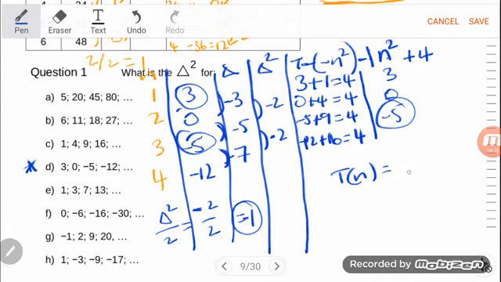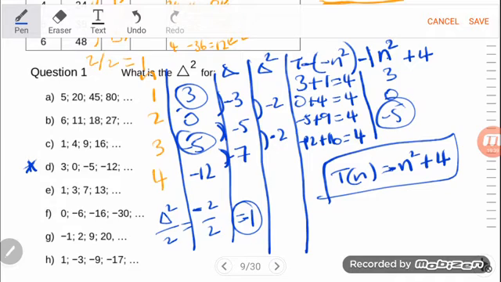Tn is equal to minus n squared. See, I did say I keep dropping my negatives. Hopefully no one else does. Plus 4. This is our general equation for D.